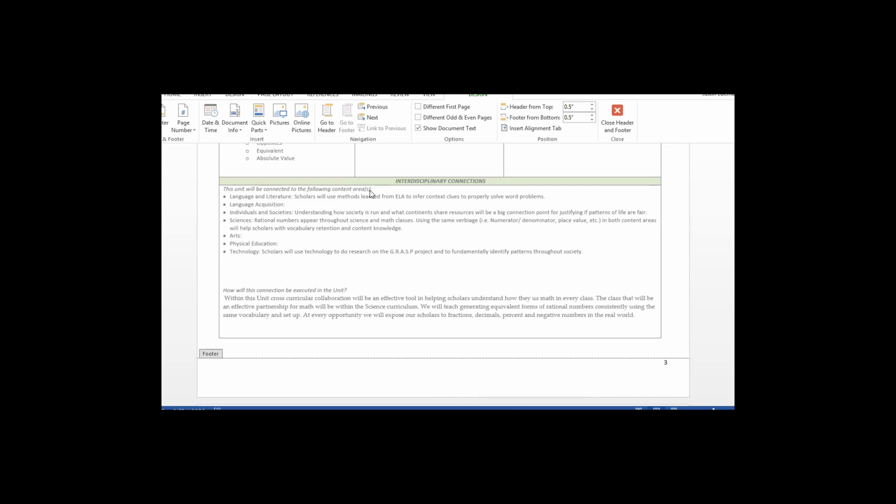The interdisciplinary connections within this unit will be most evident in the language and literature, individuals and societies, sciences, and technology, though math lends itself to be used in other classes as well. We want to make sure that scholars are taught the same mathematical vocabulary in all classes. This will be key to the scholar's success in math class. Scholars often learn long division in science class, and since we're talking about homelessness, we want scholars to also understand population density within their individuals and societies classes and use technology for our project, and also use language and literature to be able to read and understand what they're talking about.